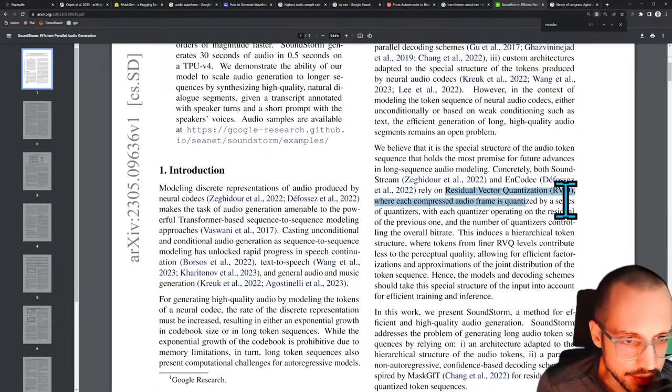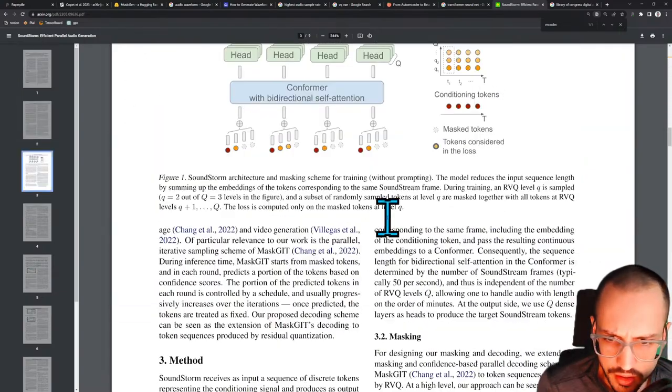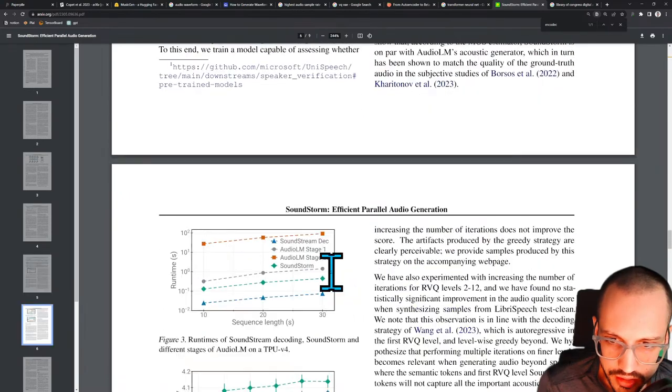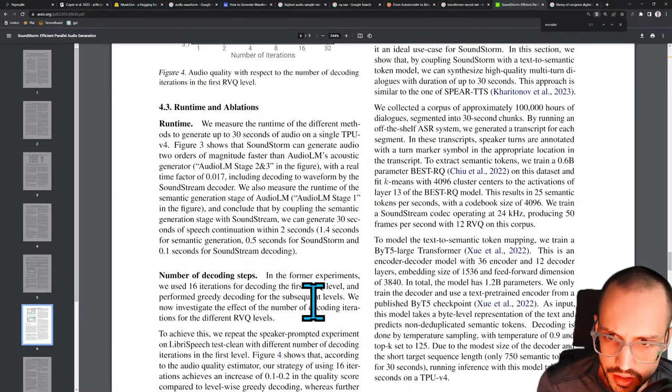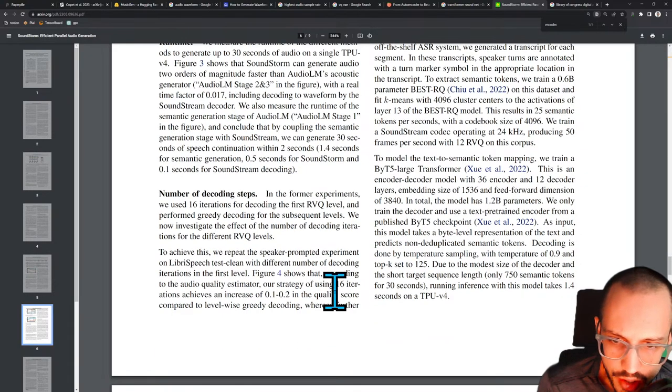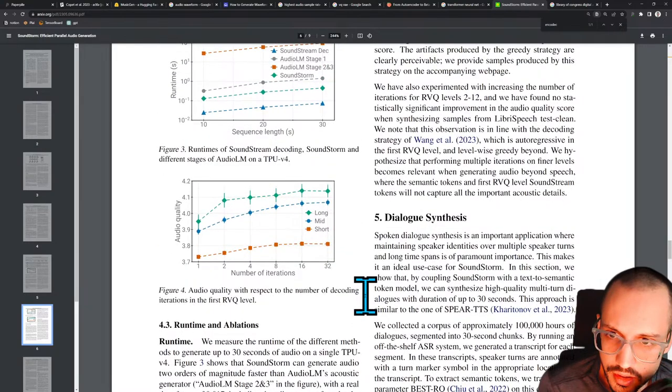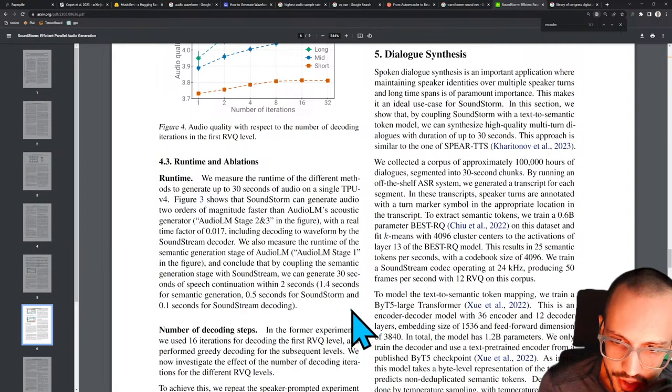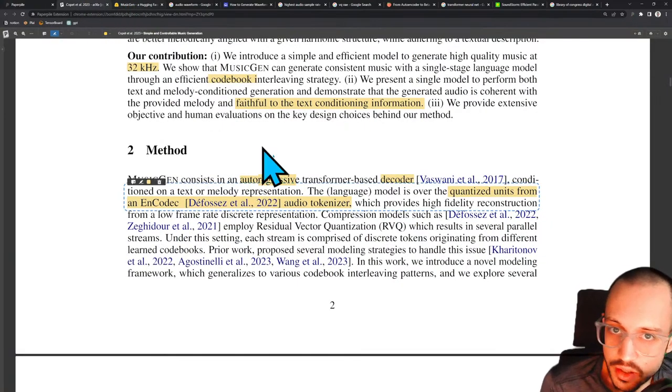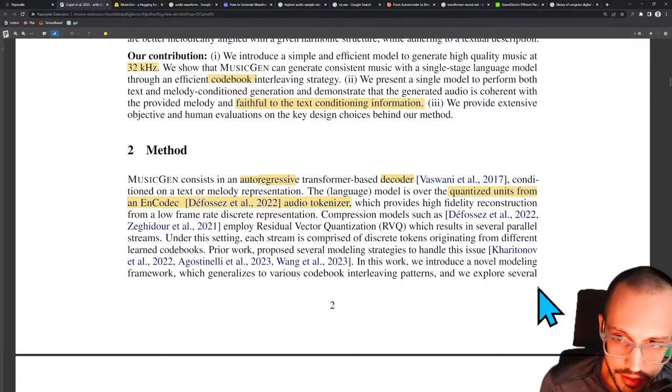So this residual vector quantization, which is actually a little lame, to be honest, because I think the encoding is actually the slowest part. This is the Soundstorm paper, but 1.4 seconds for semantic generation. So this is going from the raw audio waveform into the tokens, which is with the encodec, right? And then 0.5 seconds to actually do the generation in the token space, and then 0.1 seconds to decode back into the raw audio space. So okay, this is telling us that this paper is doing a very, very similar technique.